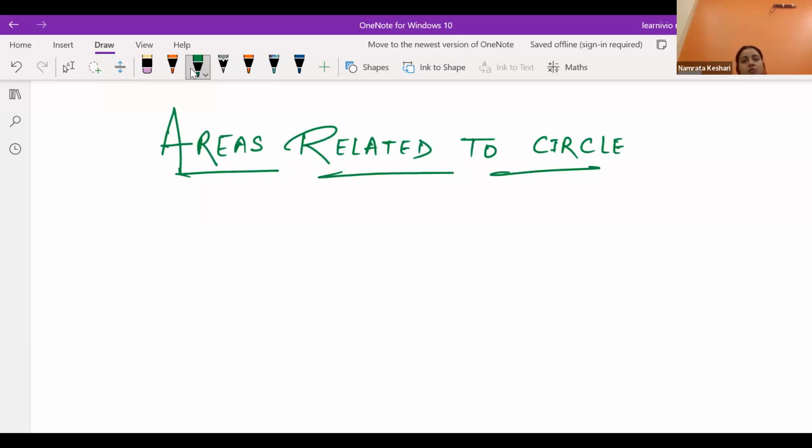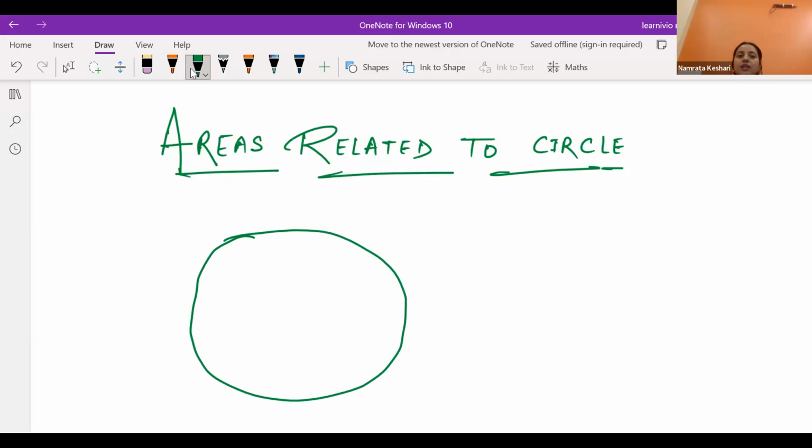At first you need to know what is the sector of the circle and what is the segment of the circle, which we have already discussed in the introduction class. Again I'm telling you what is the sector and what is the segment, because in every question we'll be finding the area of sector and area of segment. So first, sector of the circle.